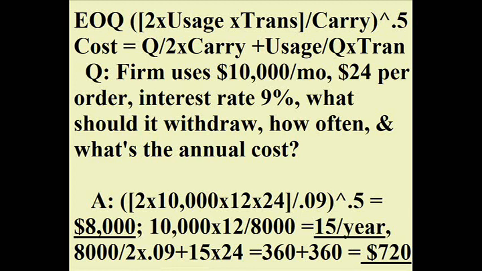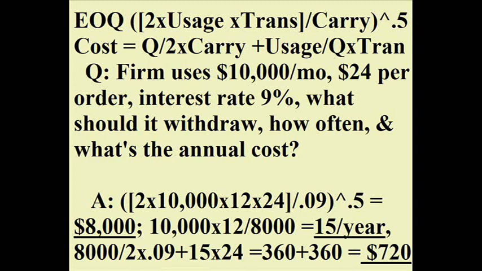It optimizes the equation of the total costs, which is 1/2 the inventory times its carrying cost on average, and the number of orders, well, that's the usage divided by the quantity times their transaction costs. Let's do an example. A firm uses 10 grand a month, $24 per order is the cost for the transactions, 9% is the interest rate. What should it withdraw? How often? And what's the total cost?